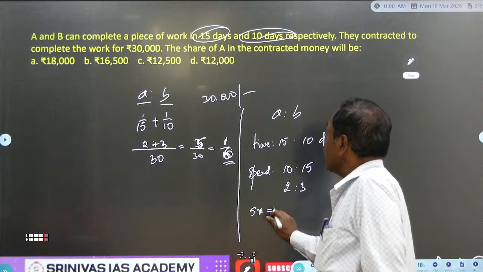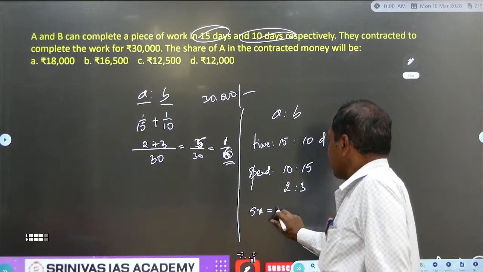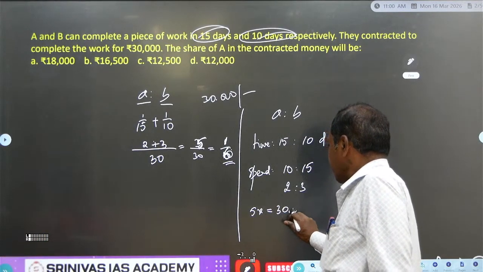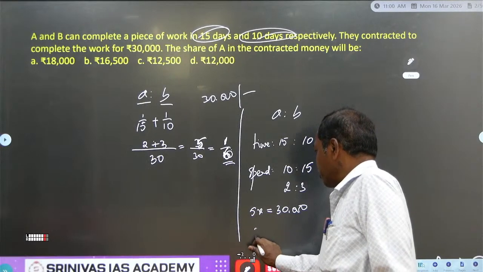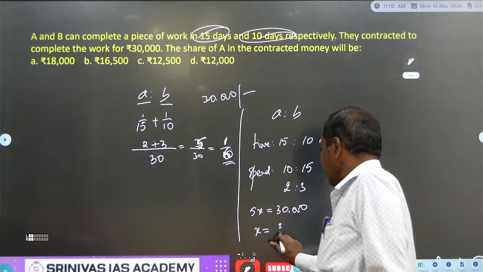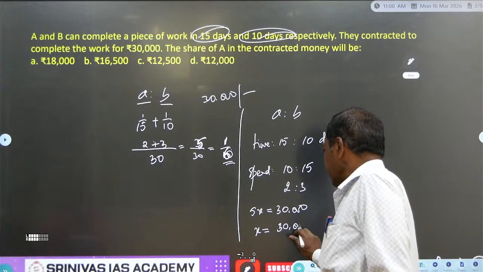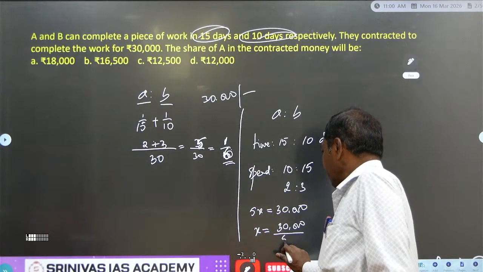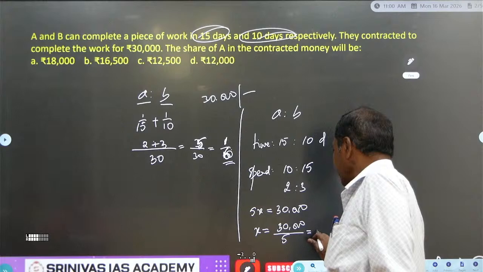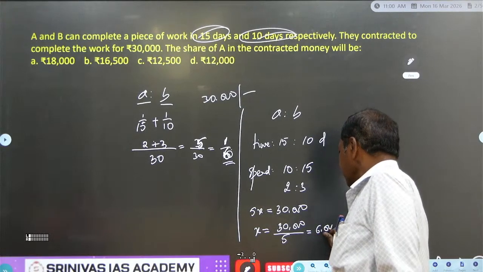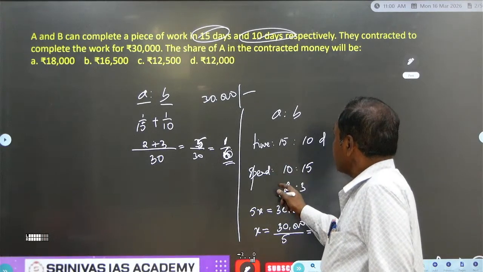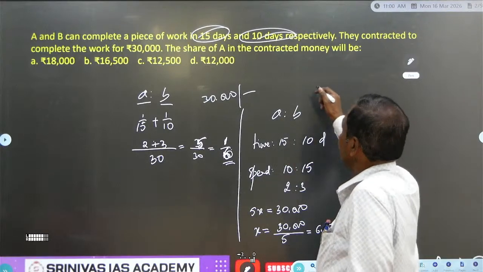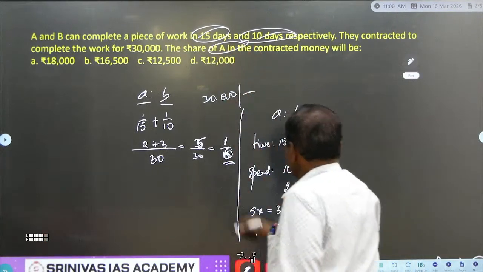5x equals to what is the money? 30,000. This is the lengthy process. You should not do this. 30,000 by 5, how much you get? 6,000. What is the ratio of A? The question is: what is the ratio of A? 2.